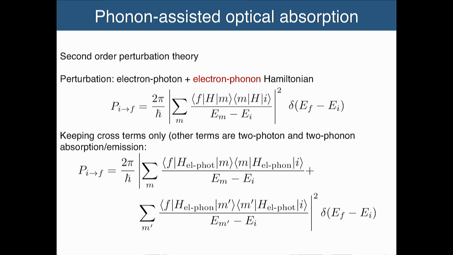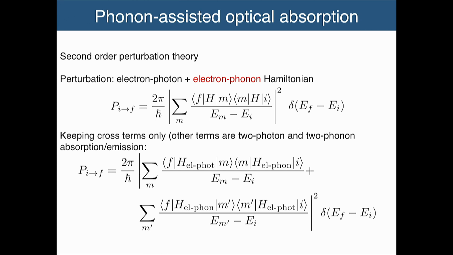Again, 2 pi over h bar as before, and the energy conserving delta function. And now the matrix element, we have to generalize it. We have to take our perturbation to second order, and also divide by energy denominators. So this perturbation causes a transition from our initial state to some intermediate state, and from the intermediate state, the perturbation causes a transition to the final state. And we have to sum over all those possible intermediate states to get a total rate.